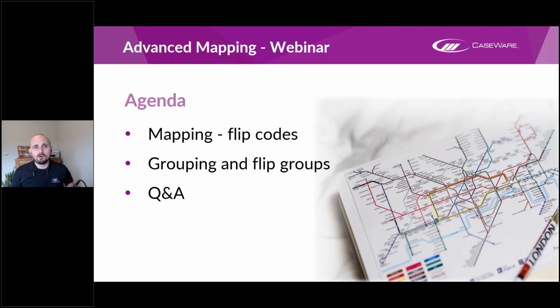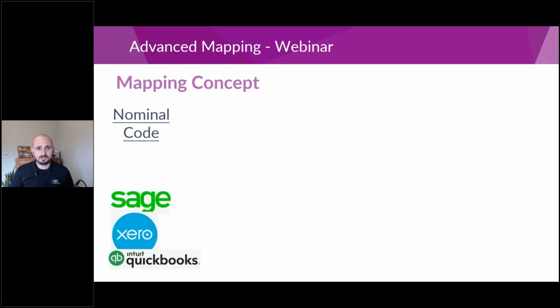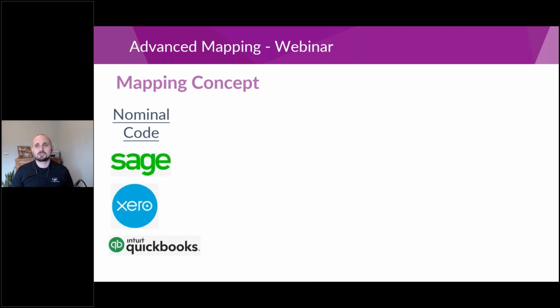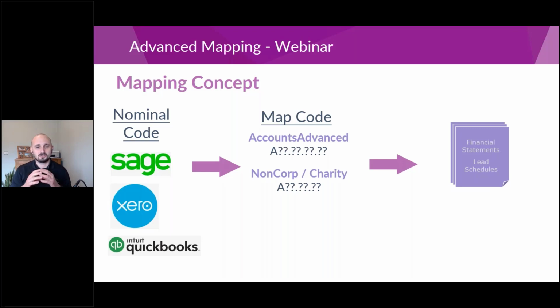Now, to get us started then, let's carry on really where we left off last time. Last time we talked about how we could drive information into CaseWare. We can populate it with charts of accounts from Sage or Xero, and when we map that chart of accounts with the map codes for non-corporates or accounts advanced, then that drives into financial statements and also into the lead schedules. Now that's not 100% accurate. There's actually an extra tier to this.